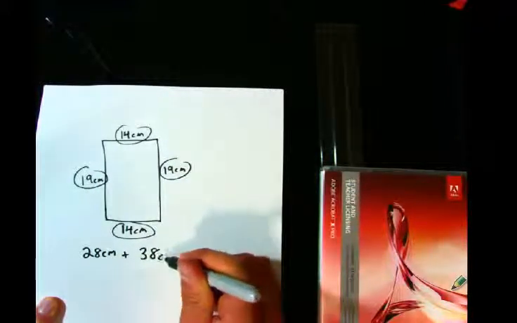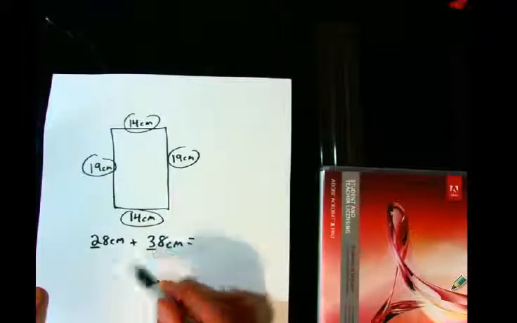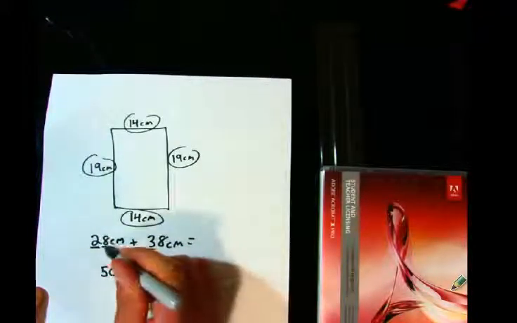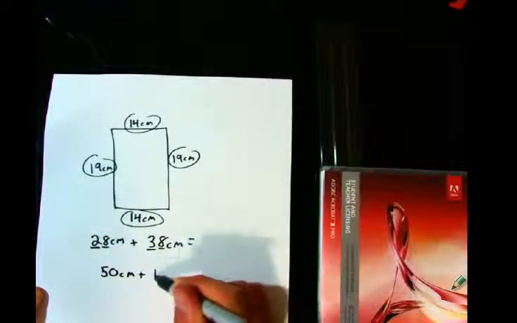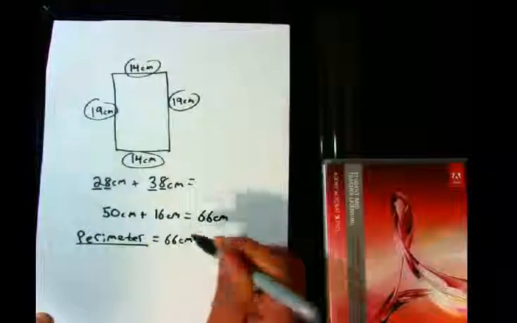Now at this point, ladies and gentlemen, you're going to have to use your front-end addition skills. And so we have 20 plus 30. That's 50. And then we have 8 plus 8 is 16. So the perimeter is 66 centimeters. And that's what you would write.